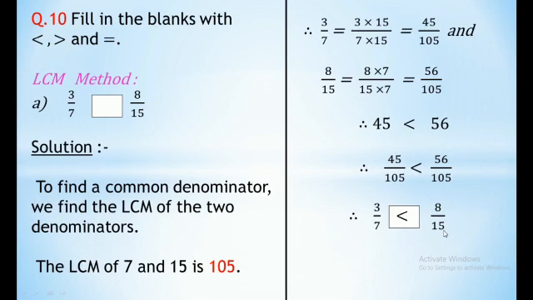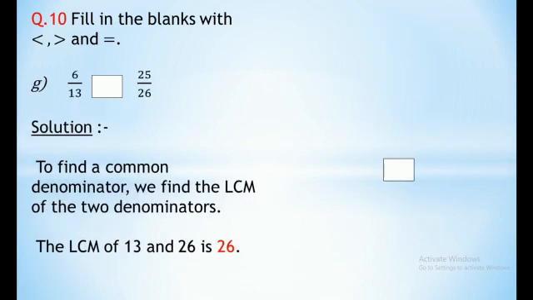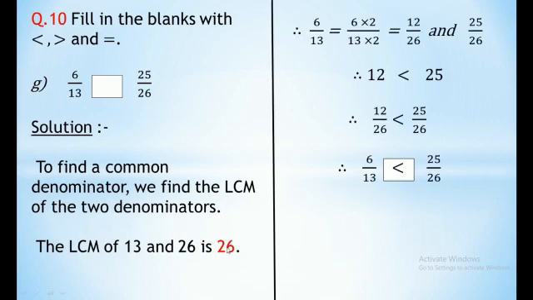Okay. Now we will move to our next question. We are going to solve question number G. Here 6 by 13 and 25 upon 26. Here also we are going to use the LCM method. So the LCM of 13 and 26 is 26. We will convert 6 by 13 and 25 by 26 into like fractions. As we know, 26 is the LCM of 13 and 26. While converting the denominator of 6 by 13, that is 13, into 26, we have to multiply 13 by 2.